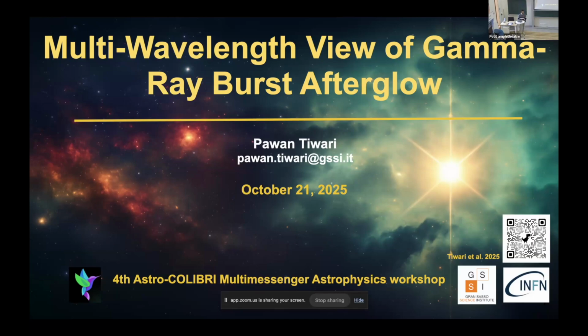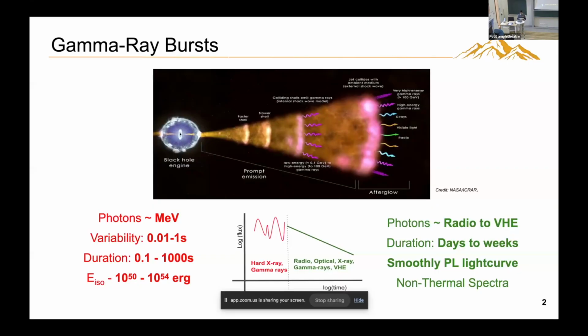Today I'm going to talk about the multi-wavelength view of gamma ray burst afterglows. So gamma ray bursts, or GRBs, as we know, are MeV transient events that result from the merger of two compact objects, such as two neutron stars or a neutron star with a black hole, or the death of massive stars.